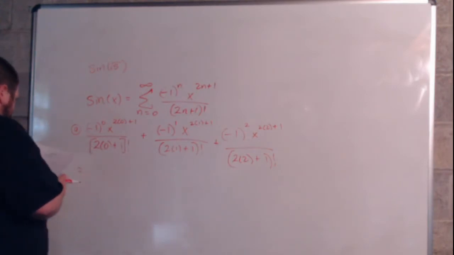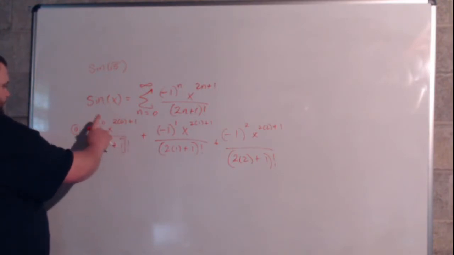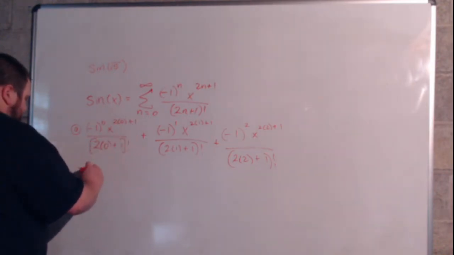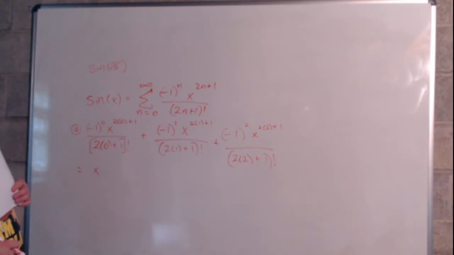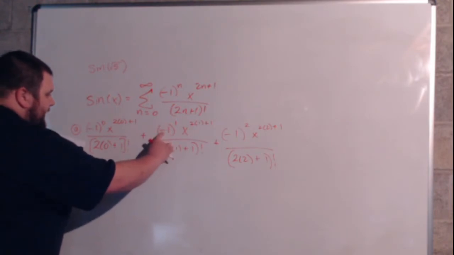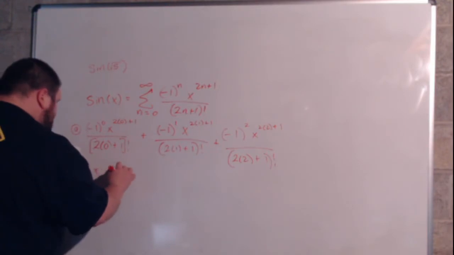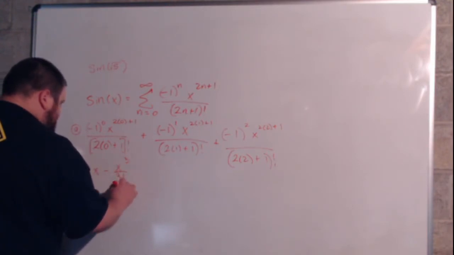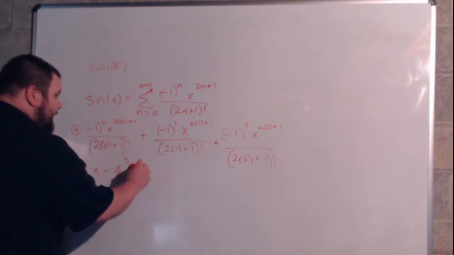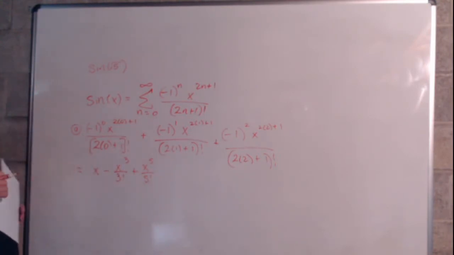So rewriting those, that's going to be x that we get out of this. -1 to the 0 is 1. 1 factorial is 1. And this is x to the 1. So we get x out of that one. And then for this one, we're going to get a negative x cubed over 3 factorial. And the next one's going to become plus, because that's a -1 squared. And that's x to the 5th over 5 factorial. So those are the first three terms of the sine.